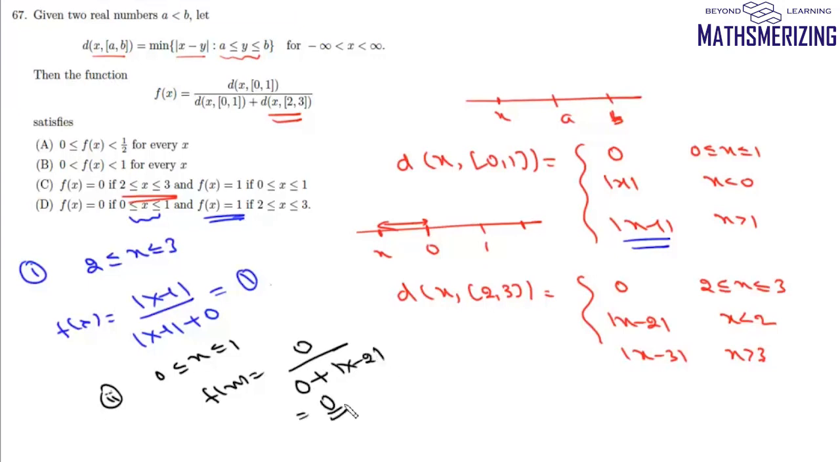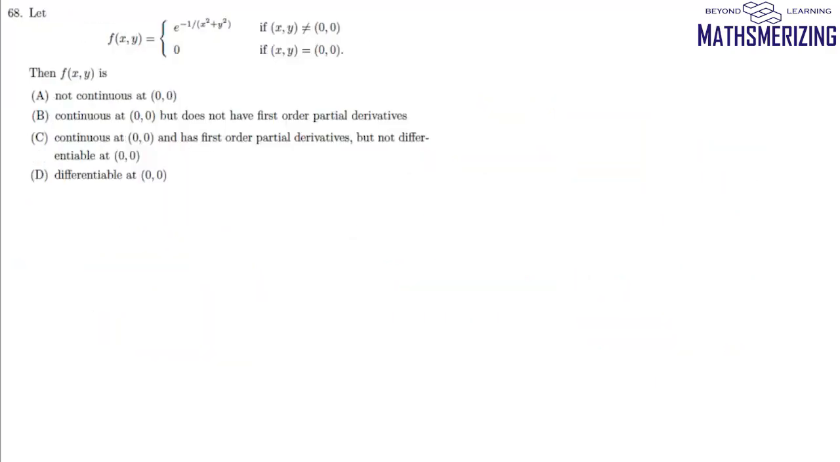So in that case, it will be 0. So the answer to this question is option number D. Now question number 68: we are given this function in two variables, f(x,y) equals e to the power minus 1 upon x square plus y square when (x,y) is not (0,0), and it is 0 when (x,y) approaches the origin.